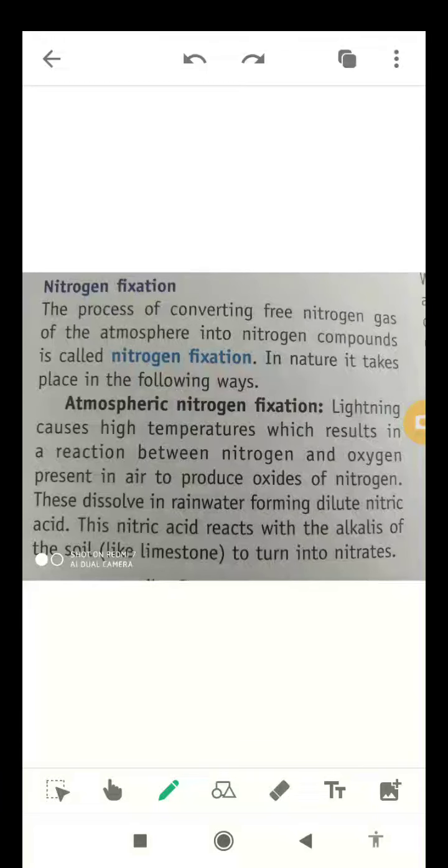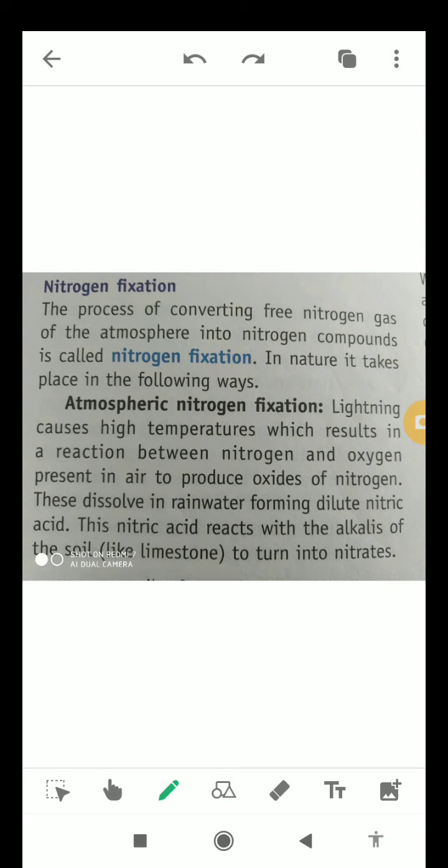I told you in the previous video also what the steps are. Some of the steps I discussed in the previous video, and these were: first step was nitrogen fixation, second was nitrogen assimilation, third one was ammonification, fourth one was nitrification, and fifth one was denitrification. Okay, students? So we will start from the first step of the nitrogen cycle, that is nitrogen fixation.